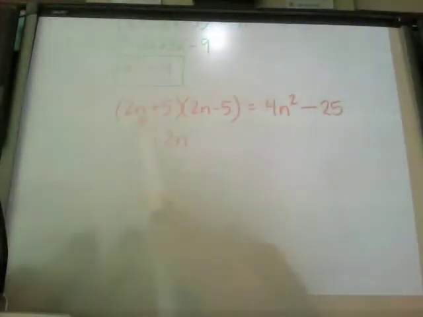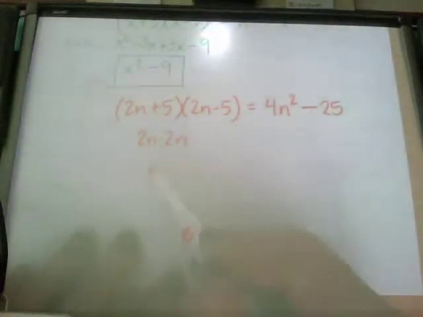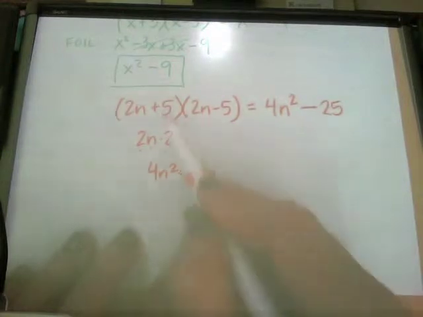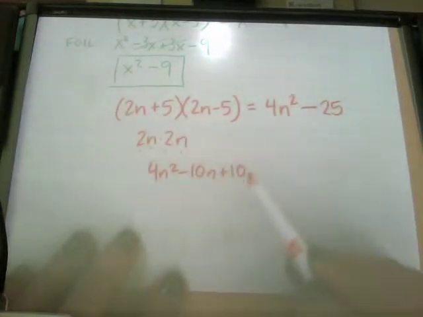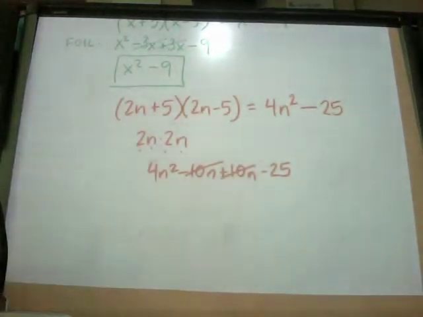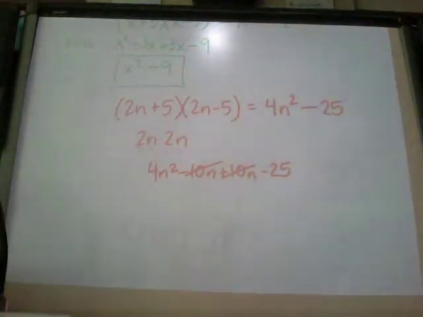If you had FOILed it, first, 2n times 2n, 4n squared, outer, negative 10n, inner, positive 10n, last, 5 times negative 5, negative 25. These would cancel out, so 4n squared minus 25.